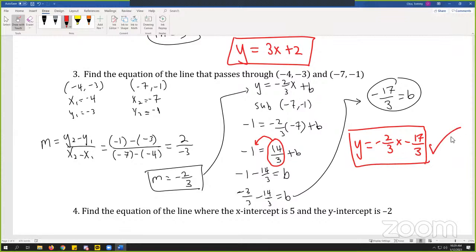If you did not get this because you got stuck at the fractions, it's not always going to be whole numbers. You're going to get fractions, and you better be prepared to face fractions. So fractions are going to happen. In your practice questions, there will be fractions. So please keep that in mind. Are there any questions about this? Any questions about question 3?